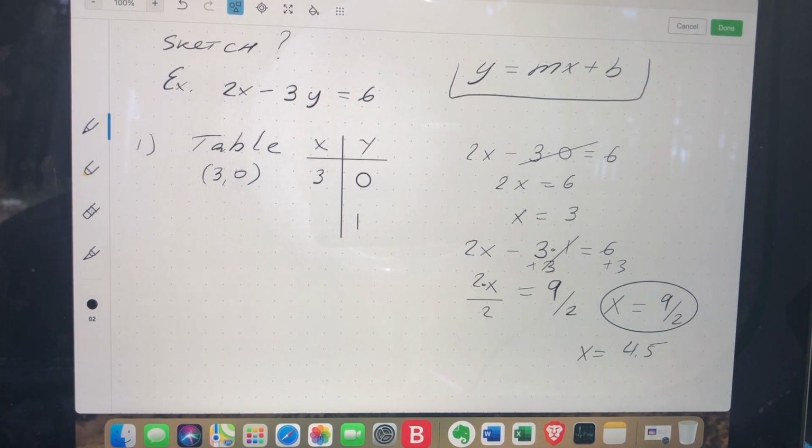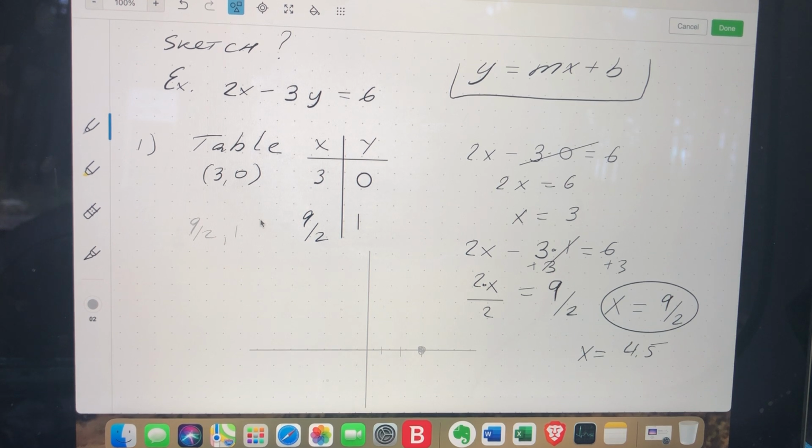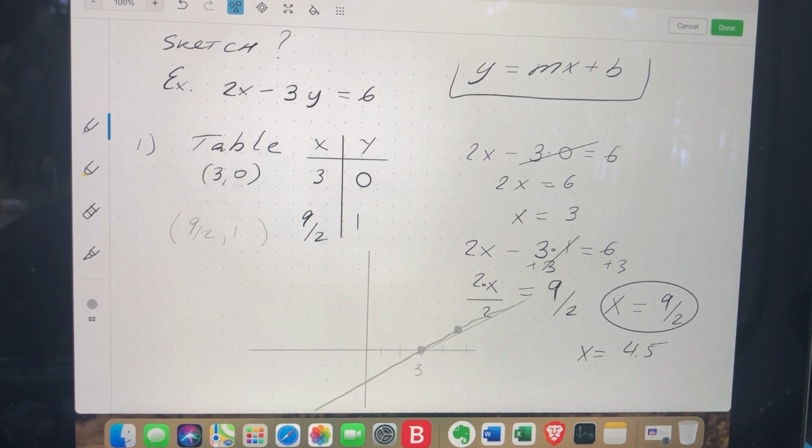If I'm using technology such as MATLAB, and it allows me to use fractions or decimals, then at this point I am done, because if I make a sketch of these points, here is my first point, 3, 0, and then 9/2, 1. So if that was 3, that's a 4, that's a 5, halfway is 9/2, and 1 unit up. If I connect these dots, I should have my sketch of a straight line. So this is the first approach.